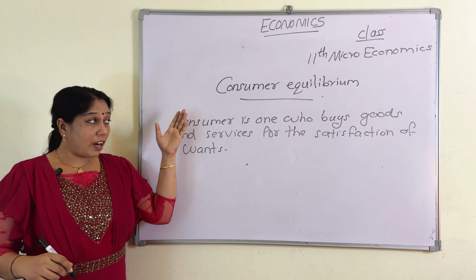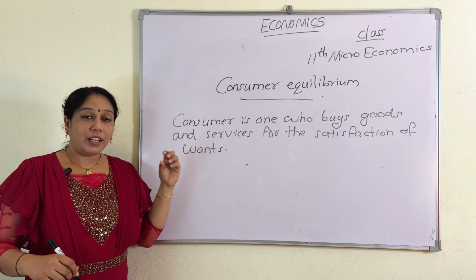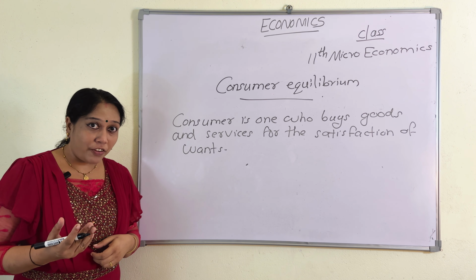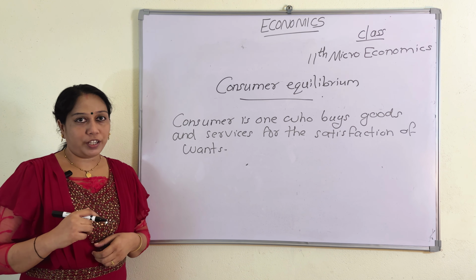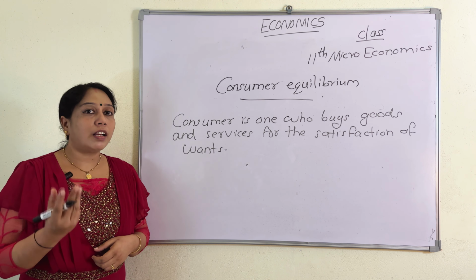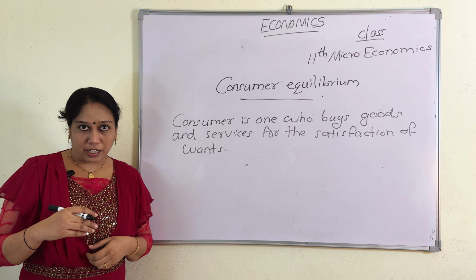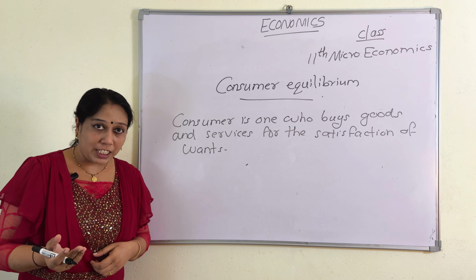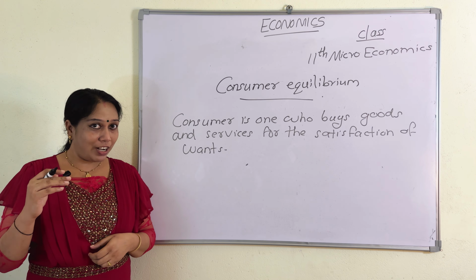And do you know when a consumer is in equilibrium? The consumer is in equilibrium when he gets maximum satisfaction from the consumption of a given commodity. Why does a consumer buy the commodity? In order to get satisfaction. So the consumer is in equilibrium when he gets maximum satisfaction from the consumption of a given commodity.